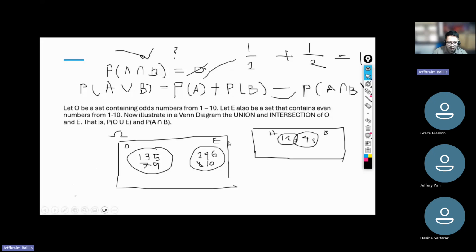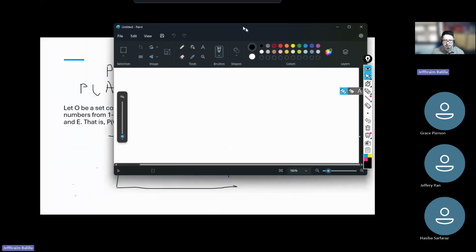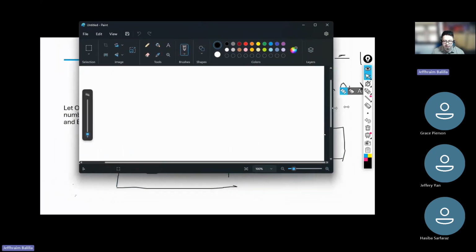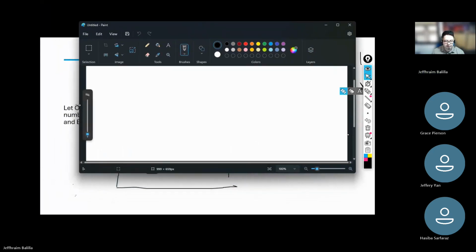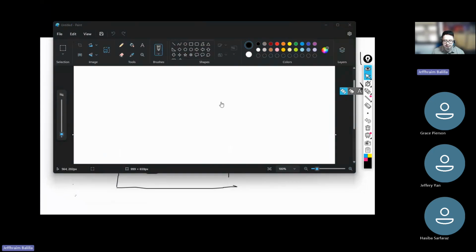So I'll be opening Paint so that I can start with a fresh canvas. I don't want to confuse you with so many scribbles and stuff. So we have event space for A, which is equal to 1, 2, 3. This is supposed to be a curly bracket, but it's quite difficult to actually write it using the mouse.